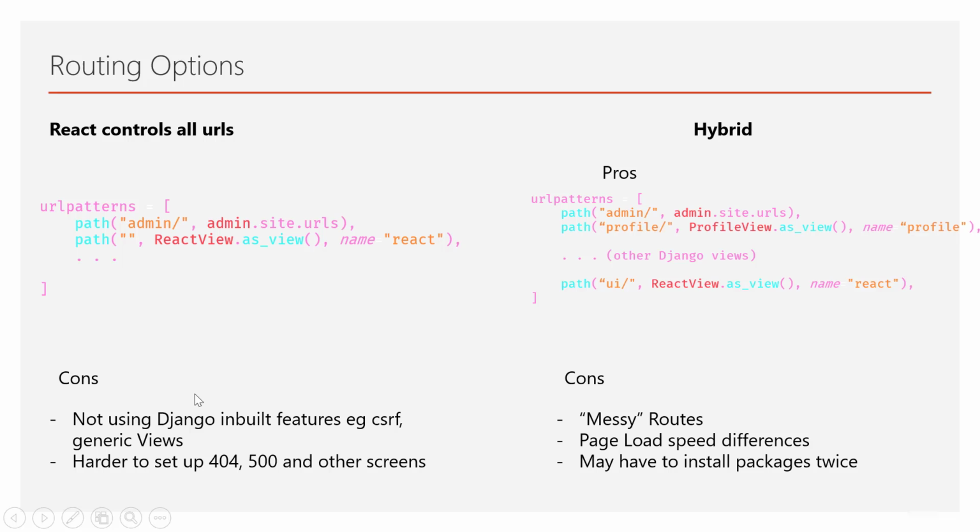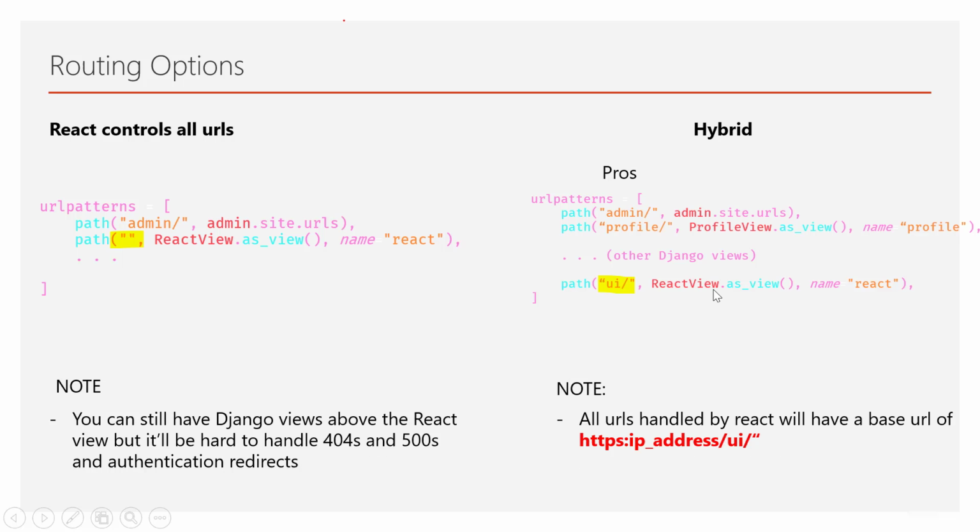The cons again of doing this is what we've said. You cannot use Django inbuilt features. You cannot create Django login pages and sign out pages and all of that. For the hybrid, like in this case, you can have admin, you can have other Django pages or routes that you're showing, like in this case, profile. You can have literally anything. Then towards the end, you have a custom URL that renders now everything under React.